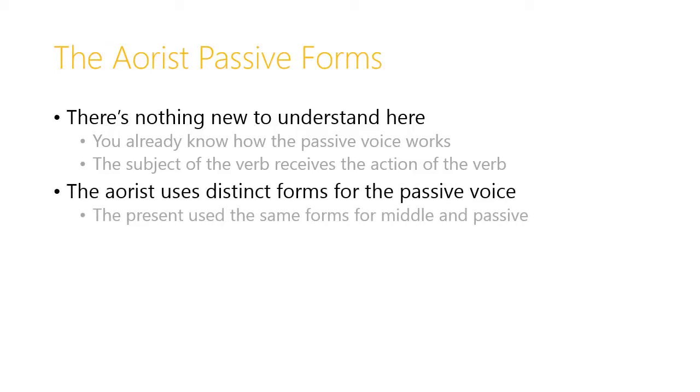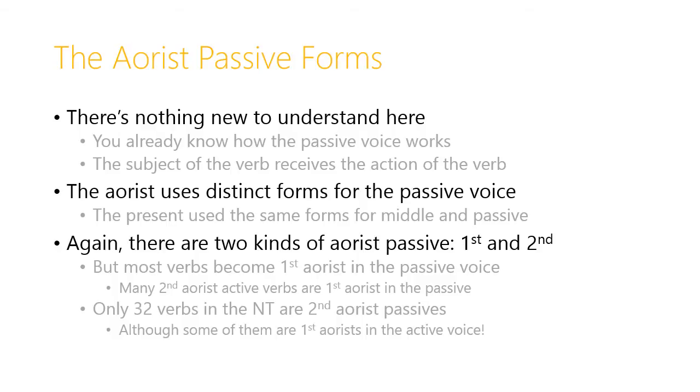The aorist, though, uses distinct forms for the passive voice, where with the present we were able to use one form for both middle voice and passive. Again, with the aorist passive, we have two kinds of pattern: the first aorist passive and the second aorist passive. But this doesn't line up neatly with the first and second aorist of the active and middle voices. Most verbs become first aorist in the passive voice. Now that's good news, because it means that we don't have nearly as much to remember.